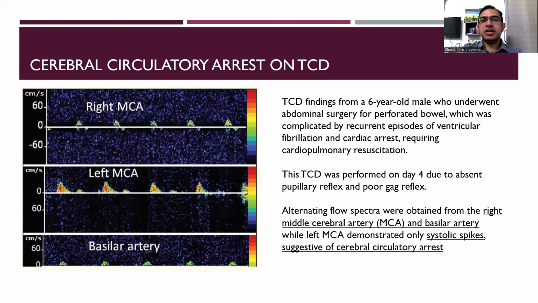Here is cerebral circulatory arrest in the TCD of a 6-year-old male who underwent abdominal surgery for perforated bowel, and this was complicated by ventricular fibrillation, and the patient had cardiac arrest and cardiopulmonary resuscitation. This TCD was performed on day 4 because the patient had absent pupillary reflex and poor gag reflex. If you look here, the patient has alternating flow spectra obtained from the right middle cerebral artery and the basilar artery. And the left MCA shows only systolic spikes, which indicates that the patient had cerebral circulatory arrest.